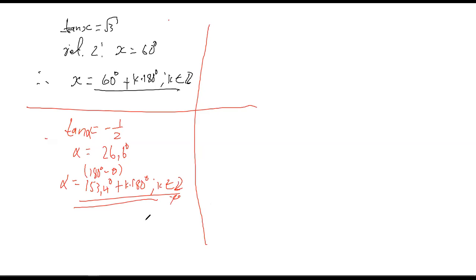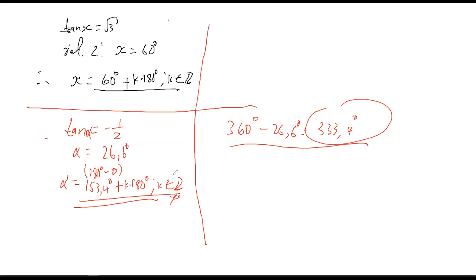Okay. Do you understand what I'm saying? And okay, let's put it to the test. Suppose you say 360 minus, what is your reference angle? 26.6. So let's do that. 360 minus 26.6. This is 333.4. But I'm telling you, you are repeating unnecessarily, because this solution can be generated here.